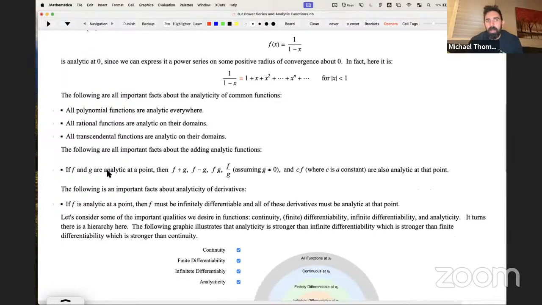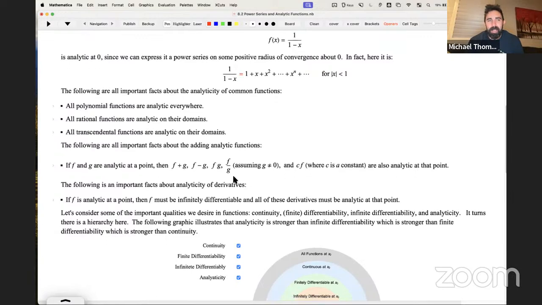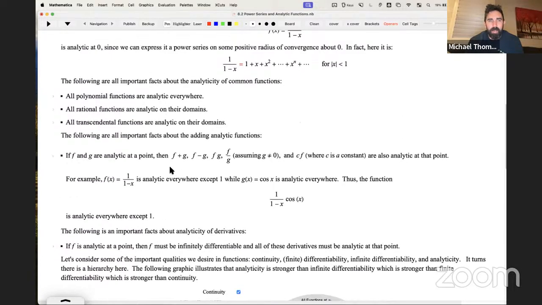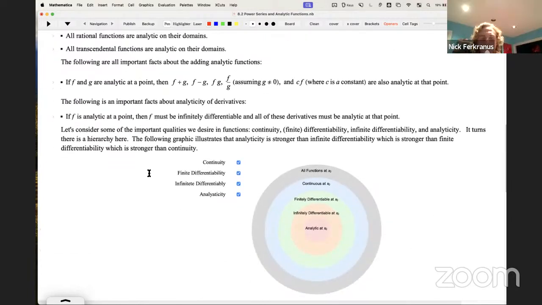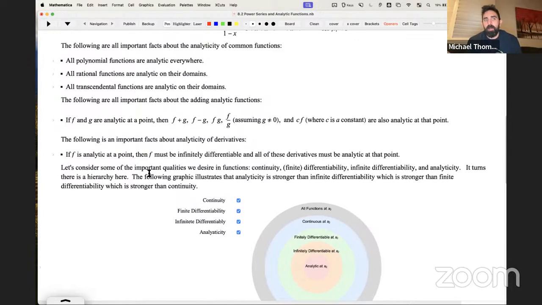Also, if you know that f and g are some functions that are analytic at a point, then f plus g is analytic, f minus g, f times g, and f over g are also analytic. Also, constant times f is analytic. All right, so this is going to help us a lot. And then if you want, you can read through that example there. And then also, if f is analytic at a point, that means that f is infinitely differentiable at that point. And all of the derivatives must be analytic at that point.